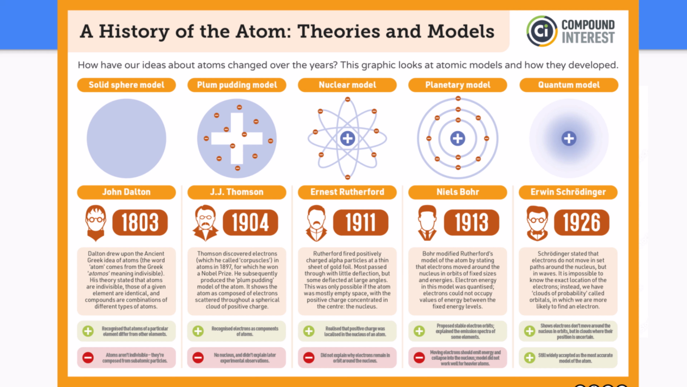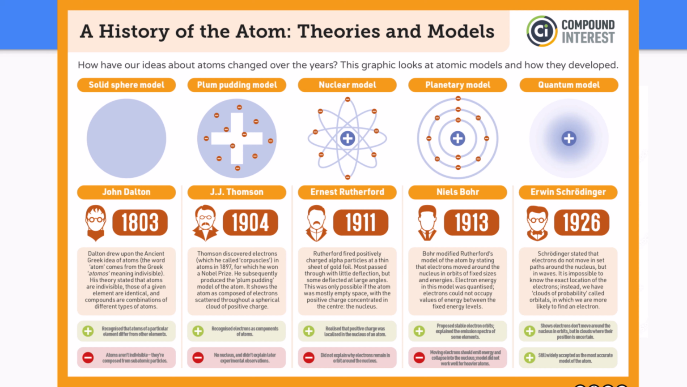But John Dalton was one of the very first individuals who came up with the idea and recognized that atoms of a particular element differ from other elements on the periodic table. The problem with that theory, though, is that atoms aren't indivisible. They're actually made up of subatomic particles. Now, in 1803, this is not something that could be researched or individuals could go through and see. There was not a lot of research into that.